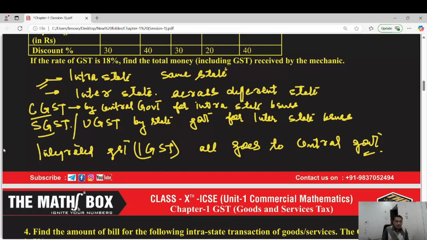So suppose the GST is 18%, तो 9% का जो शेयर है वो स्टेट गवर्नमेंट का है, and this all is for intrastate transaction, and 9% सेंट्रल गवर्नमेंट का है.